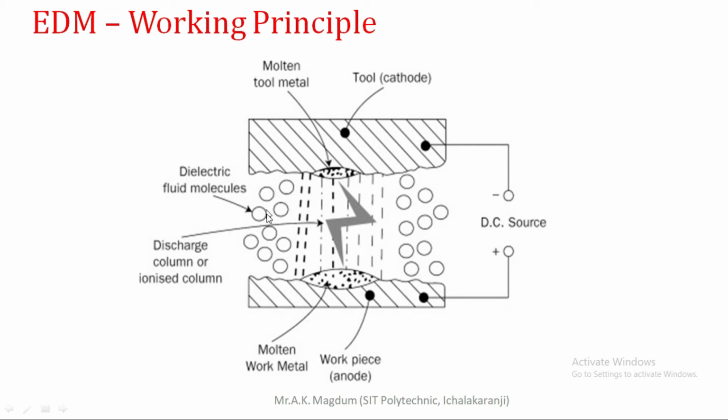And these are the small bubbles shown in this diagram. These are the dielectric fluid molecules, which are continuously flowing through this particular region. And this is the spark symbol, or this is called a discharge column or ionized column. It takes place in the gap between the electrode and the workpiece. So this much is the principle of the EDM process.